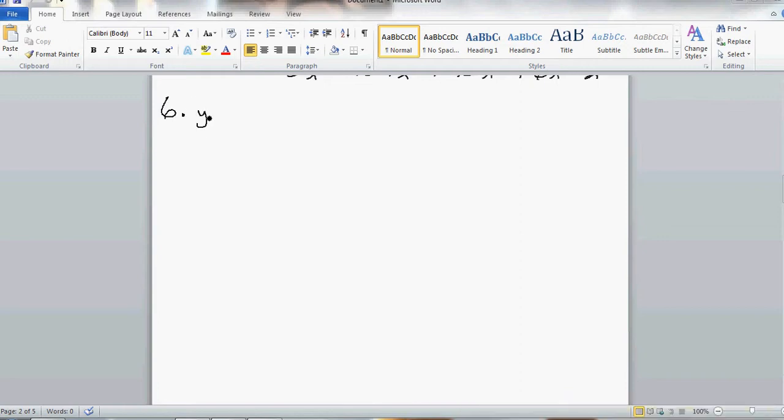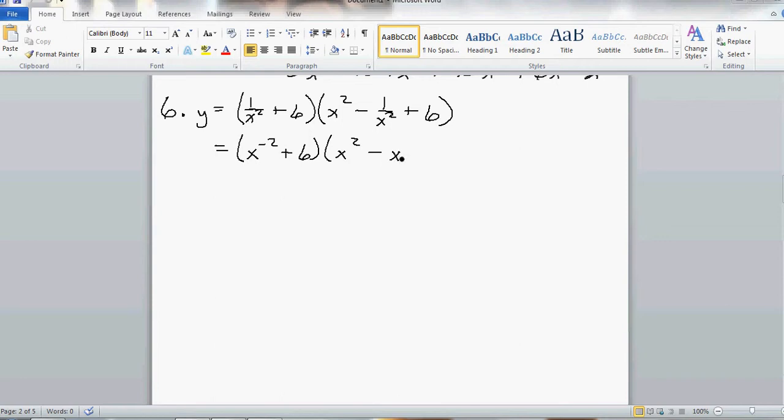Number 6, y equals 1 over x squared plus 6 times x squared minus 1 over x squared plus 6. Now the first thing I need to do is rewrite this in user-friendly form. So I'm going to write this as x to the negative 2 plus 6 times x squared minus x to the negative 2 plus 6. So this is my user-friendly form.